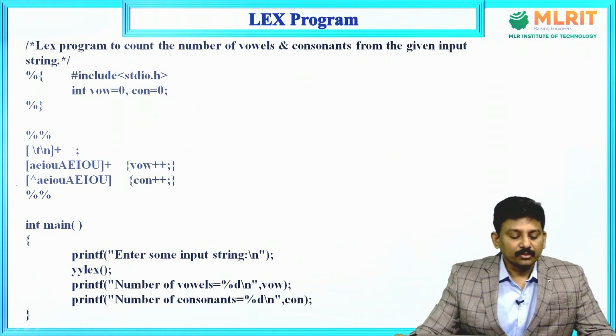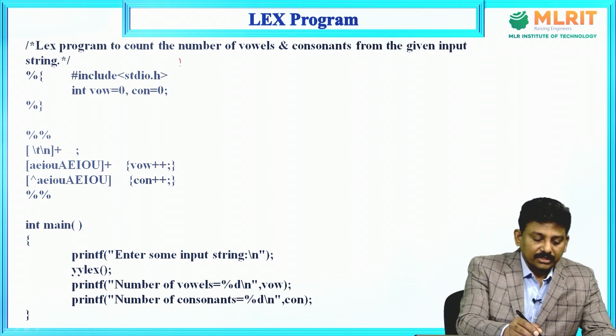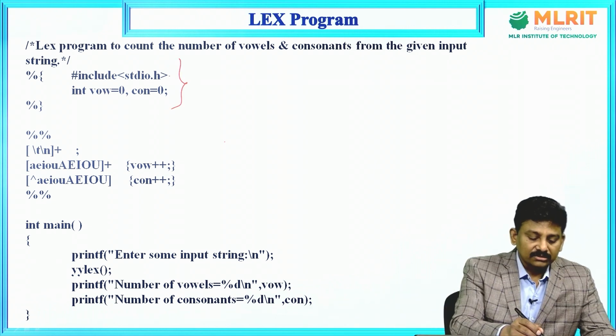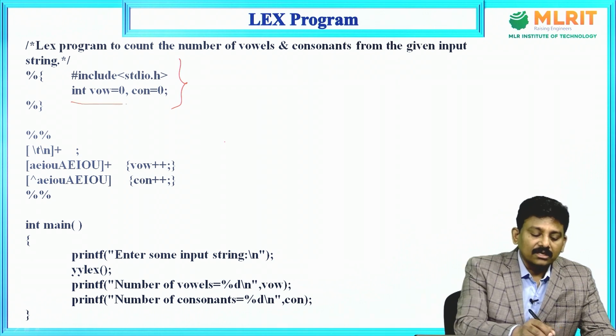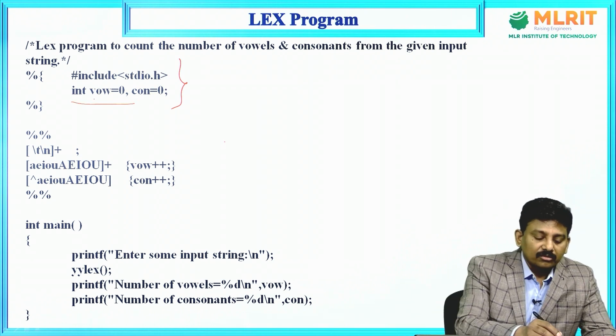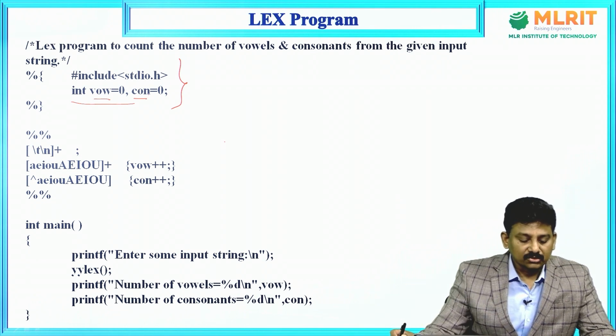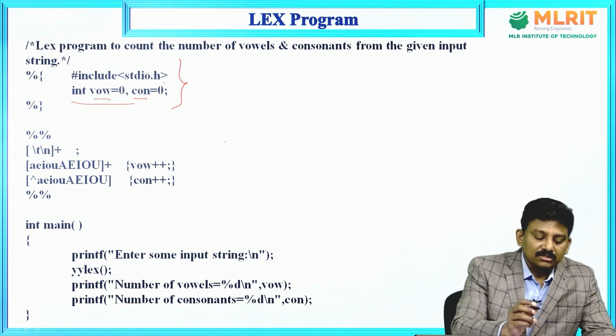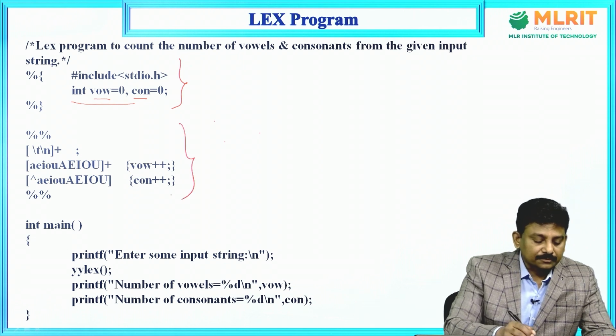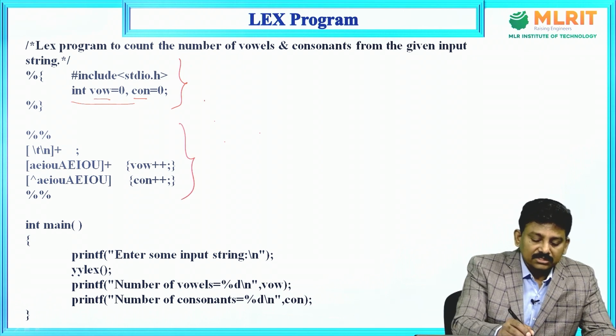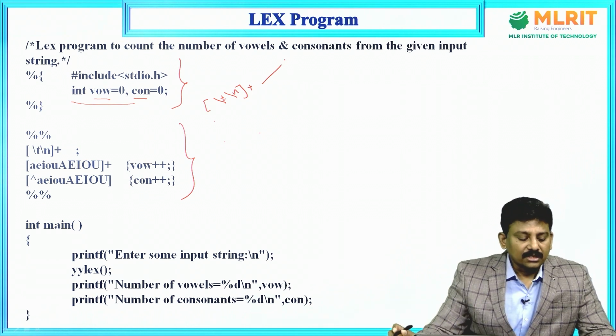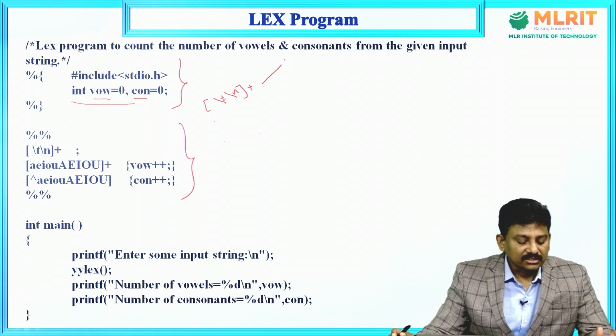Next, LEX program to count the number of vowels and consonants from the given input. The first part will contain the declaration section as include stdio.h, and two variables are declared, vow for vowels and con for consonants. Both variables are initialized to 0. Next, rule section. In the first rule, the first pattern is space, tab, new line, followed by plus. We will ignore this. Any space, any tab, any new line we will ignore. No action will be written in the action part.